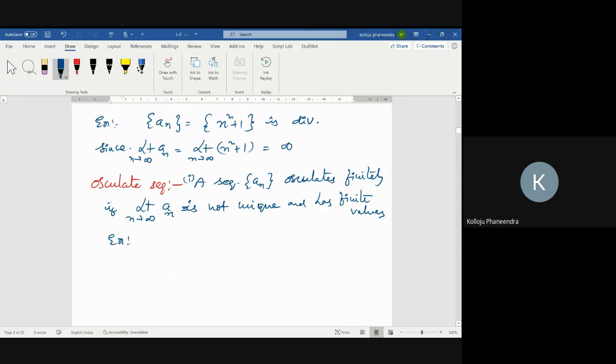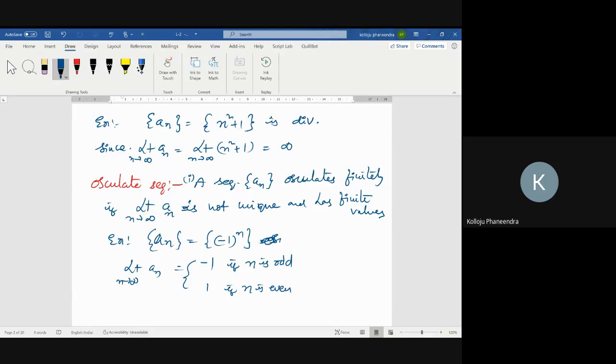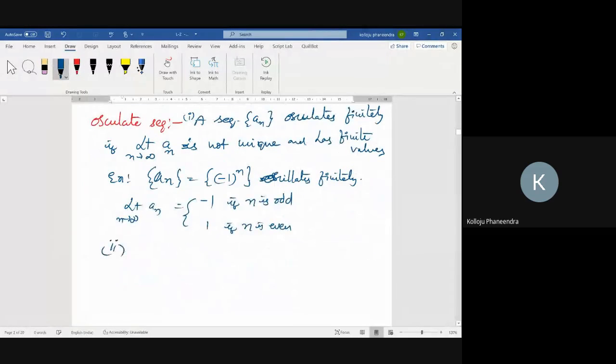Example, you know, what is this? an equal to minus 1 whole to the power of n. What is limit an as n tends to infinity? It has two values, minus 1 and plus 1. If n is odd, minus 1. If n is even, plus 1. So an oscillates finitely. Now oscillates infinitely, the second one.